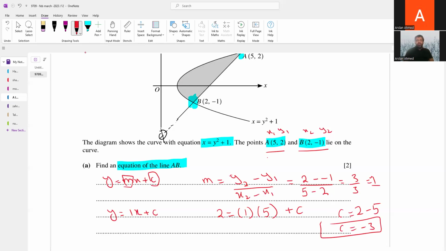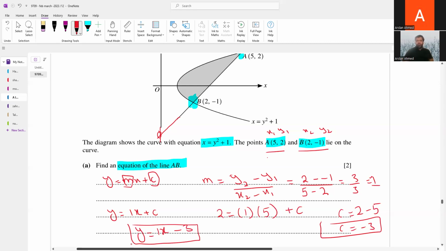Now, we can see that our curve was going toward the negative axis. We can see that our value of c is correct because it is on the negative axis. So our equation would become y equals 1x, or just x minus 3.